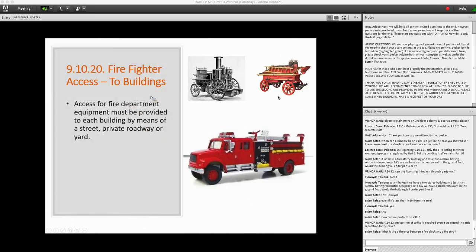We also want to cover just the basics under firefighter access to buildings. To provide access for the fire department to the building, we provide access through a street, a private roadway, or a yard. The detailed requirements for this are discussed in 9.10.20 of the code.